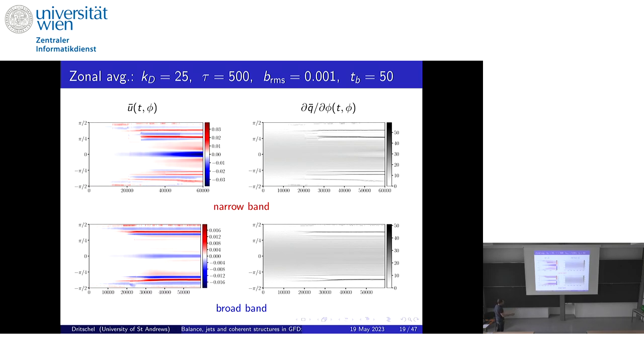Here, for broadband, it's stronger at one time and then maybe weakens a little bit towards the end. But in these, you can see that the jets form and they look steady, in the sense that they're straight across. They form in certain latitude regions and stay there.